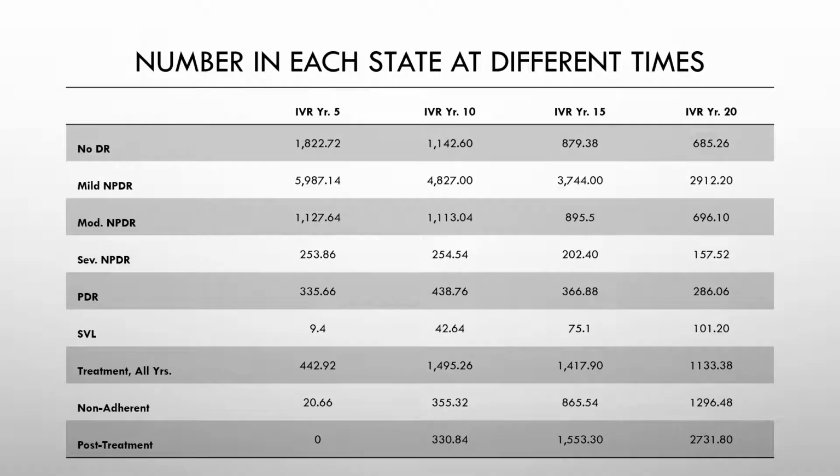This is sort of the follow-up table to understand the dynamics over time. It's pretty straightforward. You do see that post-treatment starts rising much more drastically in the later years, whereas non-adherent rises a little more quickly. This makes sense given the treatment is 5 years.